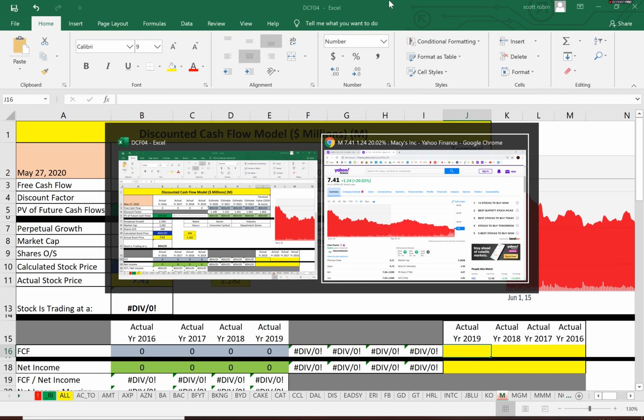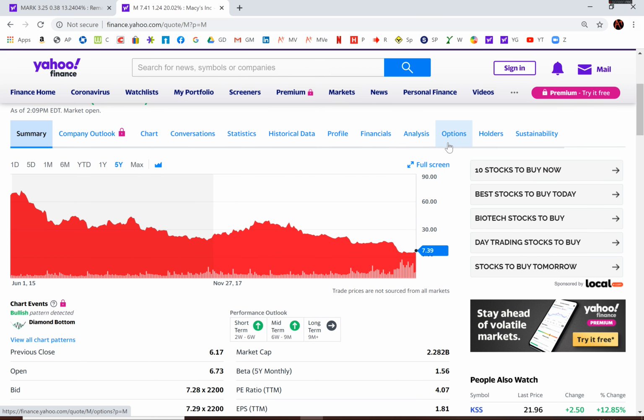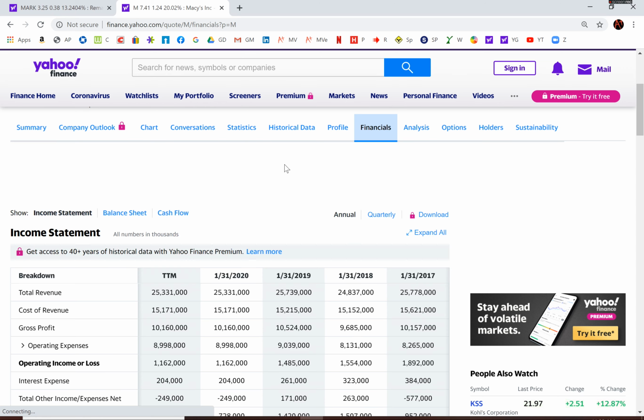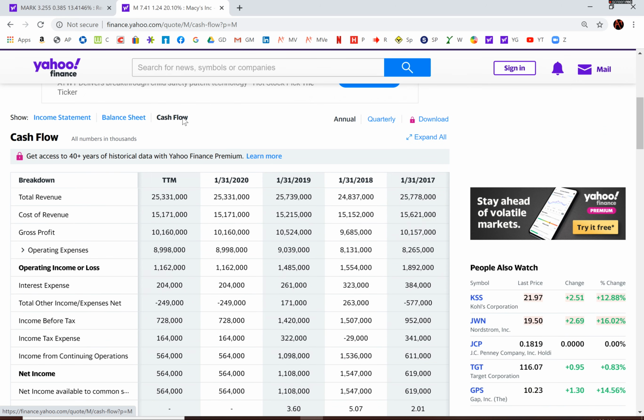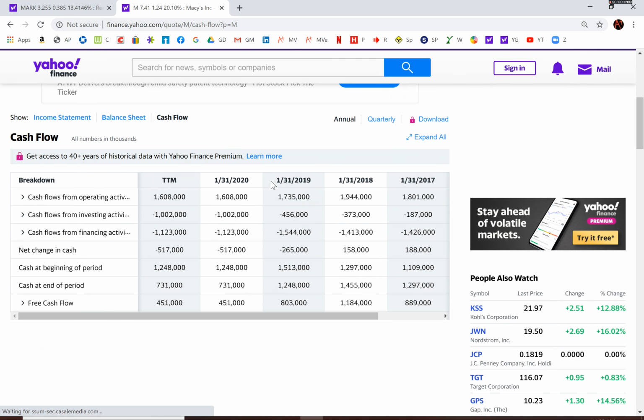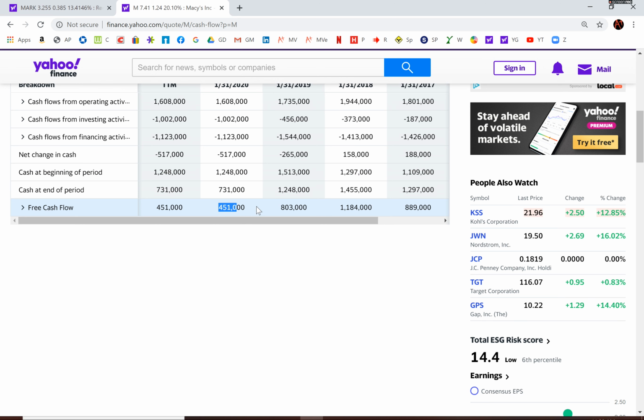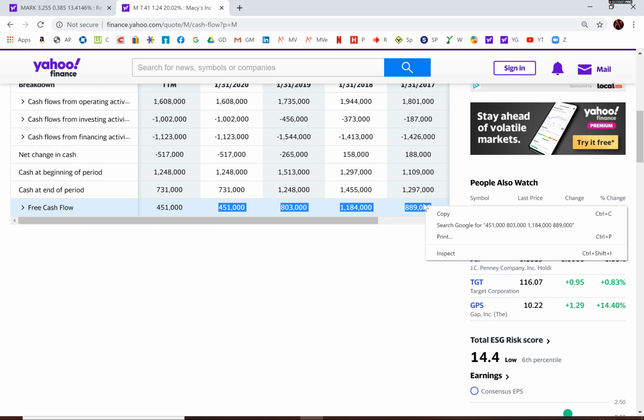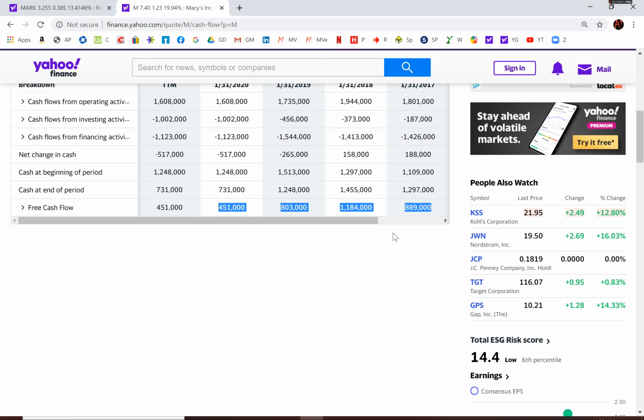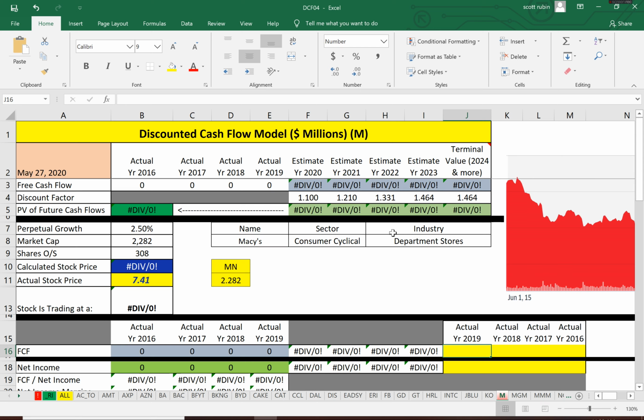And now we need the free cash flow. And the best way to calculate the stock price is to estimate the future free cash flows and then discount that number back to today's dollars.